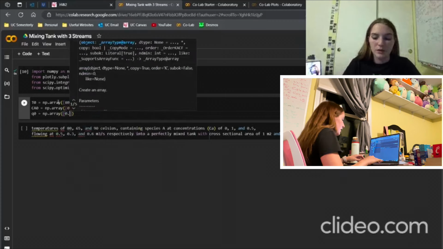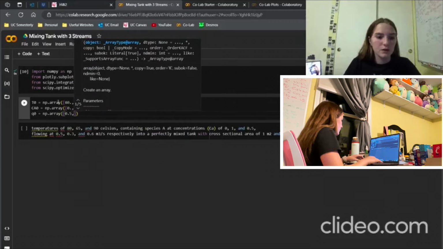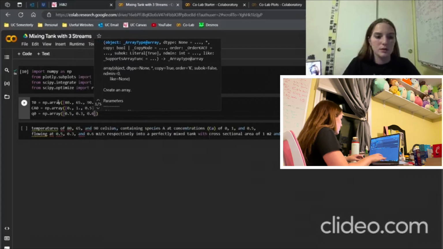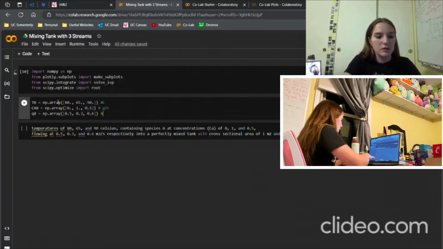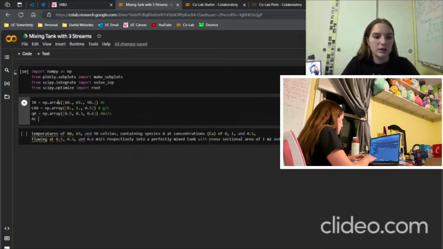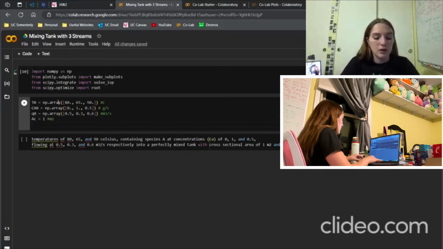And we have 0.5, 0.3, and 0.6. Units of this are in meters cubed per second. Now we're ready to initialize our value for our cross-sectional area, which is 1 meter squared. And then our cross-sectional area at the bottom tank is 0.1 meters squared.